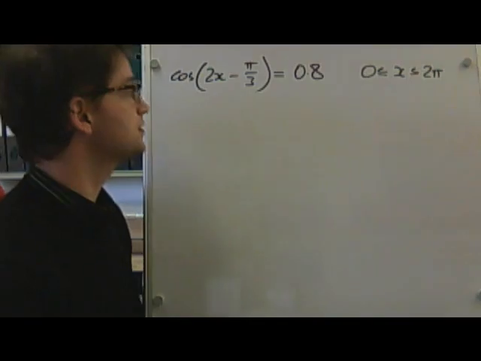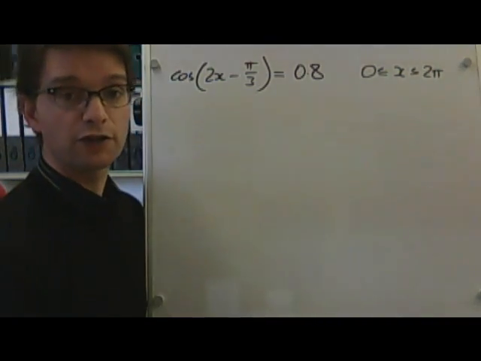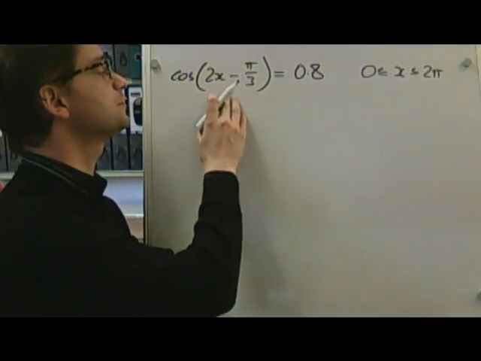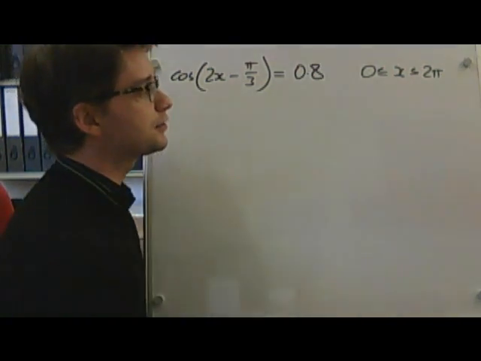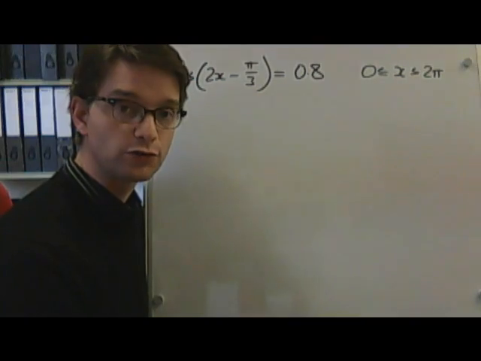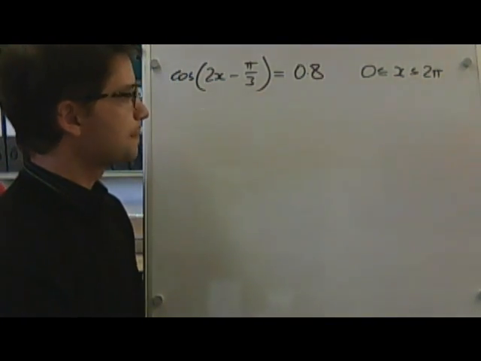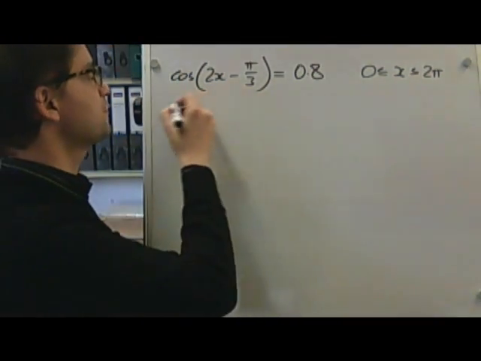In this video we're going to solve a slightly complicated trig equation with a cosine. So it's cos of 2x minus pi by 3 equals 0.8, and we're finding solutions between 0 and 2 pi as usual. As ever, the first step is straightforward.